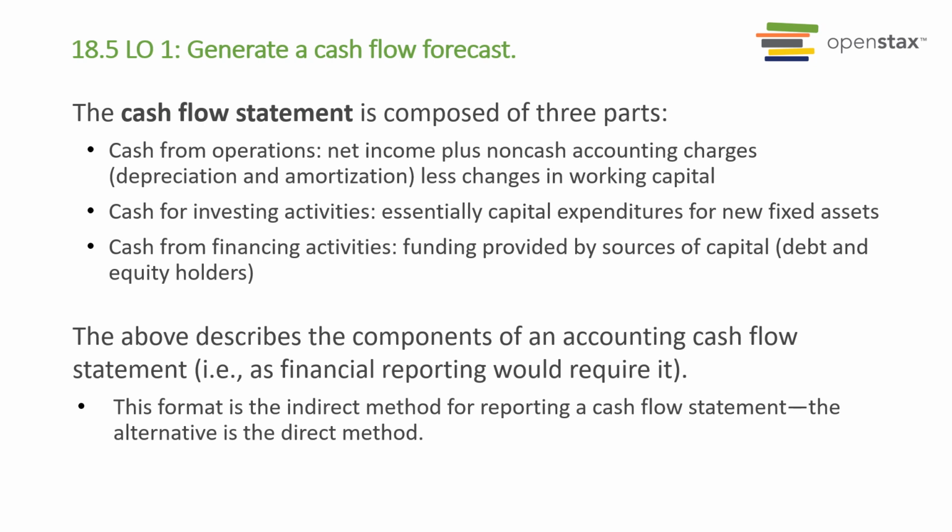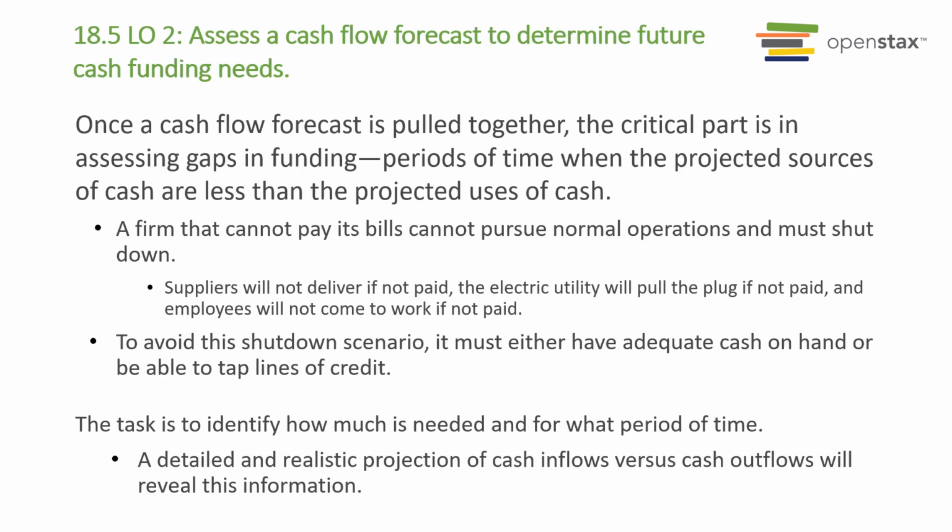Cash for investing activities are essentially capital expenditures for new fixed assets, and cash from financing activities are funding provided by sources of capital, such as debt and equity holders. The above describes the components of an accounting cash flow statement, i.e., as financial reporting will require it. This format is the indirect method for reporting the cash flow statement. The alternative is the direct method.